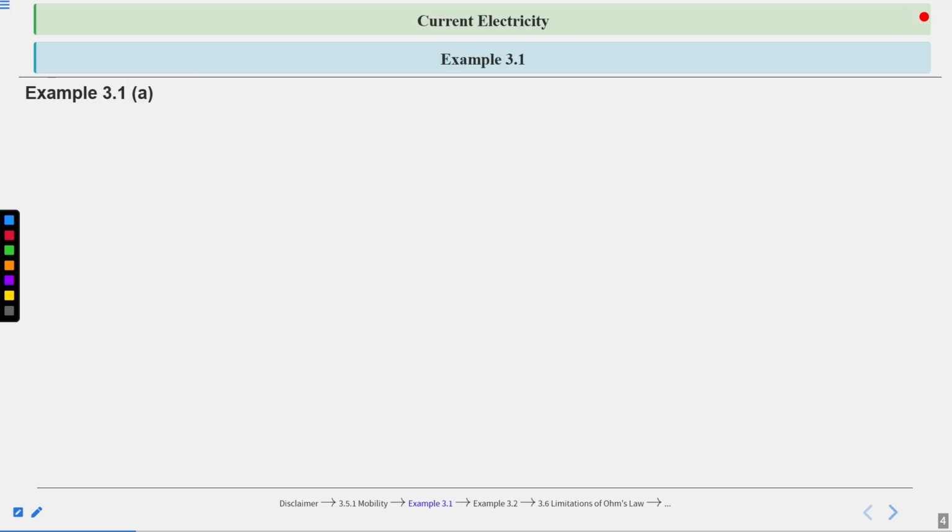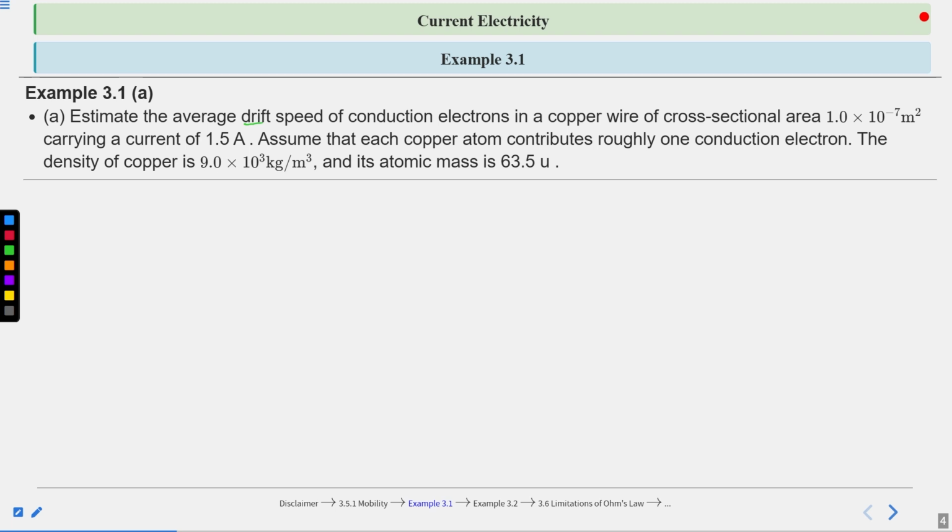So our first topic and first example 3.1 and its A part. Estimate the average drift speed of the conduction electrons in a copper wire of cross-sectional area 1 into 10 to the power -7 meter square carrying a current of 1.5 ampere. So we have to estimate the average drift speed of conduction electrons in a copper wire having cross-sectional area given and also current is given. Assume that each copper atom contributes roughly one conduction electron.